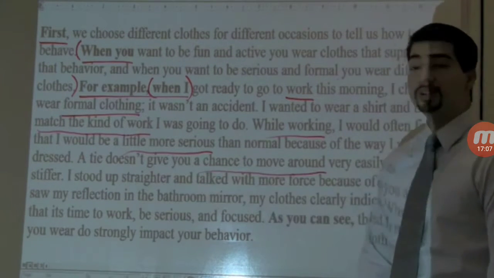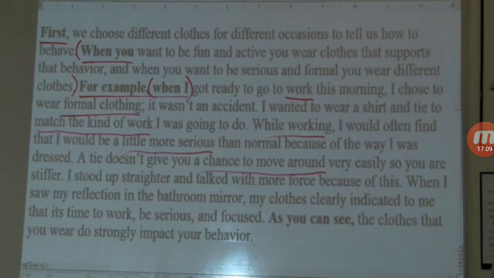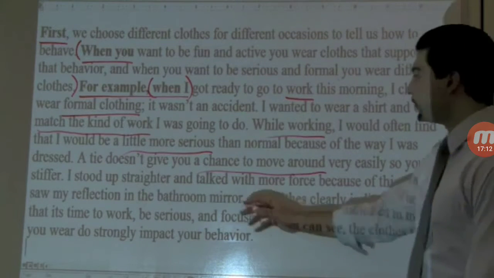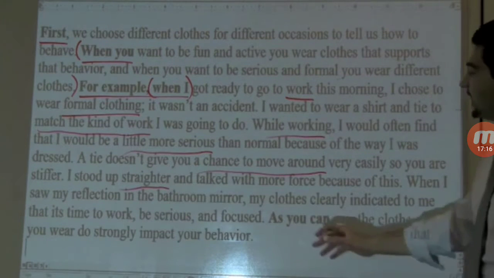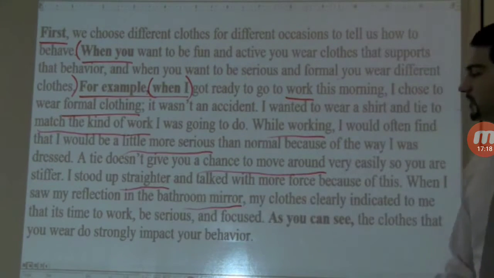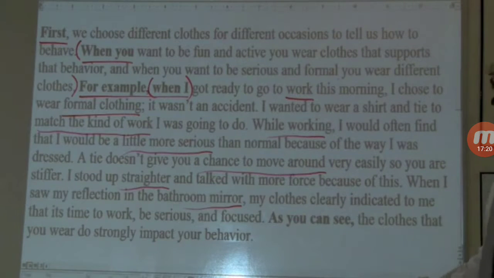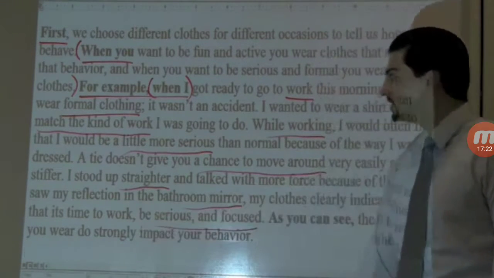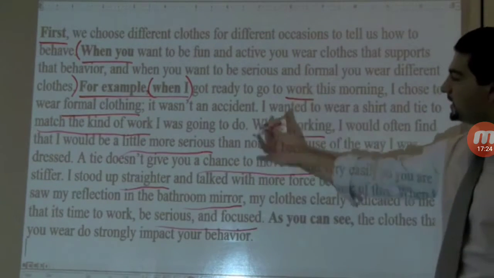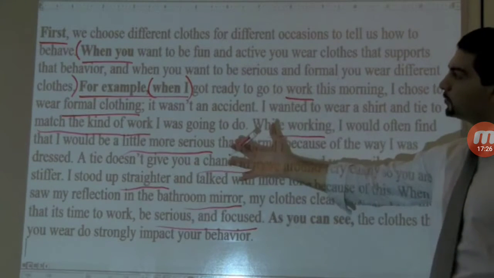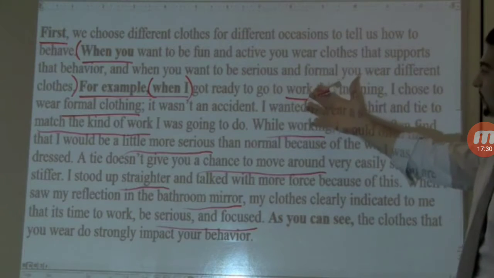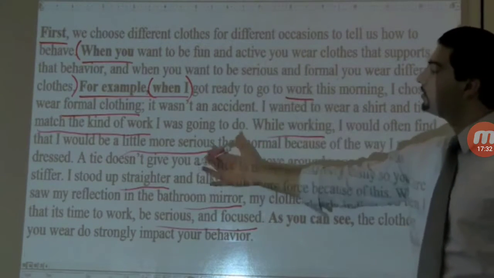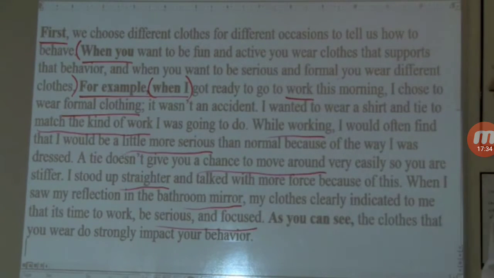My clothing doesn't really give me a chance to move, so I have to be a little more strict, a little more rigid, right? That affects and impacts you. You do it for a purpose. And when you look in the mirror, you know the job you're supposed to do. When you're dressed formally, you know you have to be serious and focused. So within my example, I talked about a real experience that showed that I chose my clothing for how I wanted to behave, and that clothing influenced my behavior.